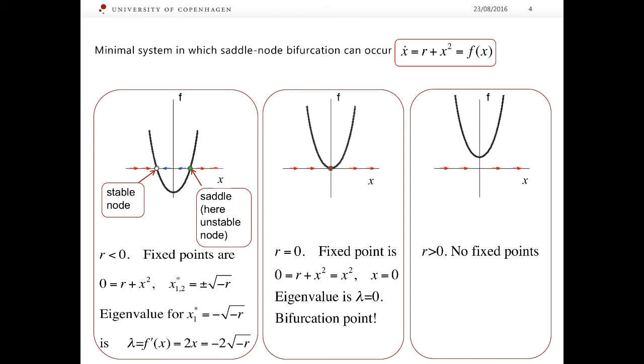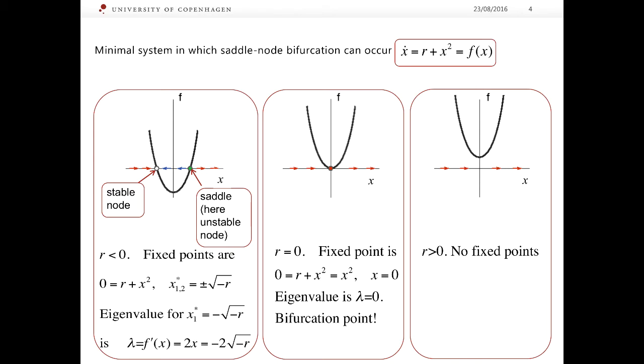Why saddle node? Let's see. It's because at negative r, the system had two fixed points. The one at the left was stable, but the one at the right was unstable or saddle. A saddle would apply to high dimensional systems.